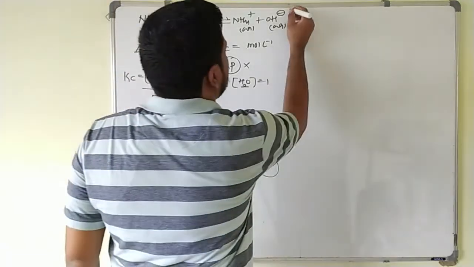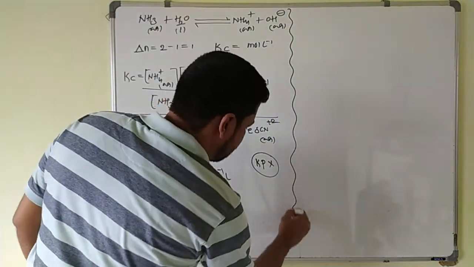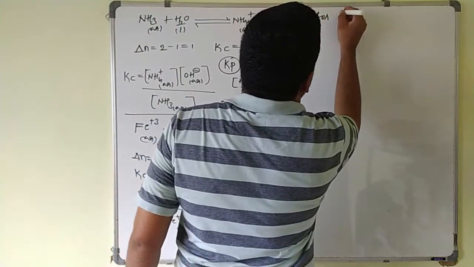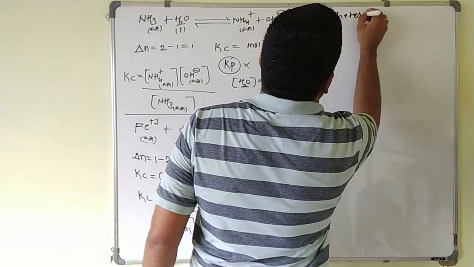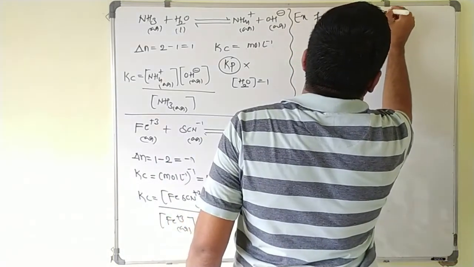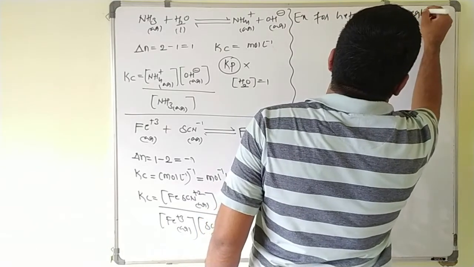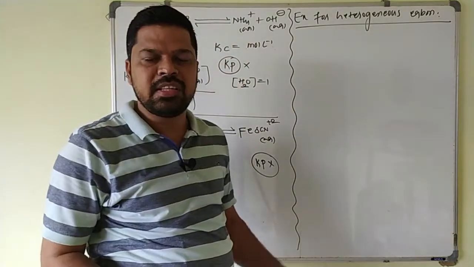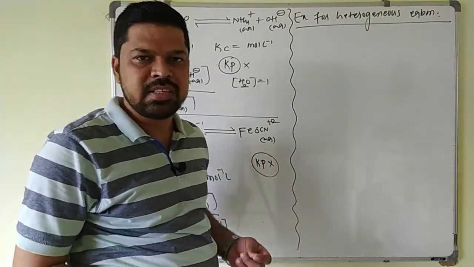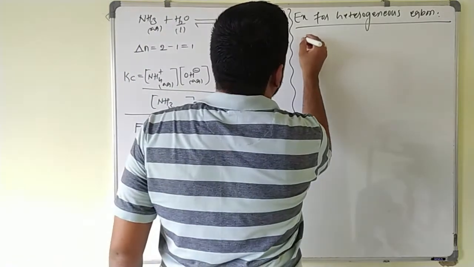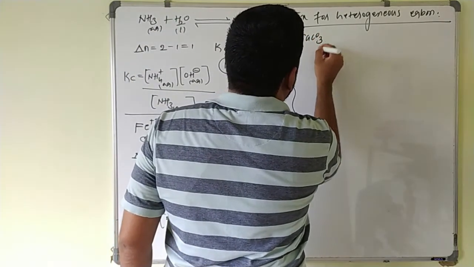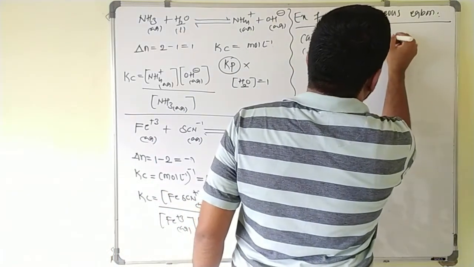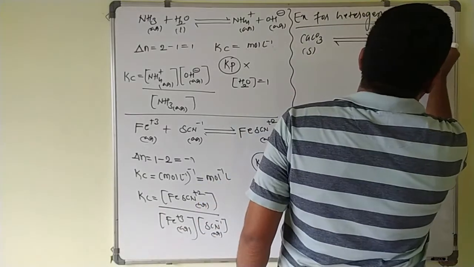So now we will see examples for heterogeneous equilibrium. So the first example is what? Heterogeneous equilibrium is nothing but one in which both reactants as well as products are present in different phases. So you can take the example of decomposition of calcium carbonate solid. This on decomposition gives calcium oxide plus CO2 gas.